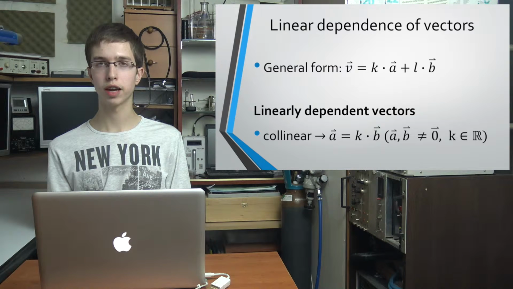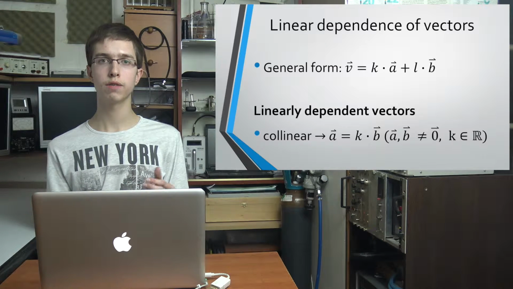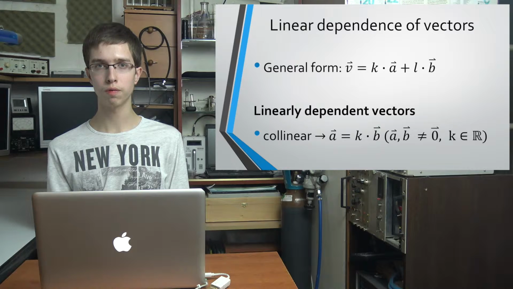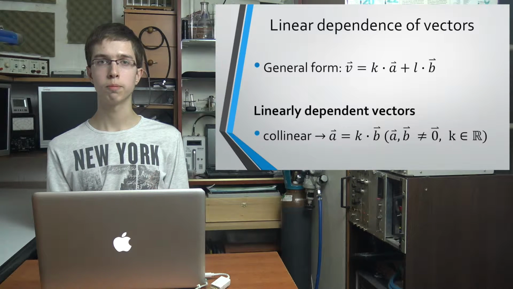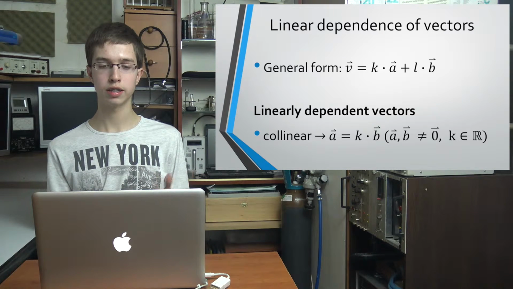Linear dependence of vectors is dependence that can be expressed via this general form, where vector v is a linear combination of vectors a and b, which are multiplied with their coefficients k and l. Linearly dependent vectors are those vectors which are collinear, meaning that they have the same direction and can be expressed by each other via this formula.